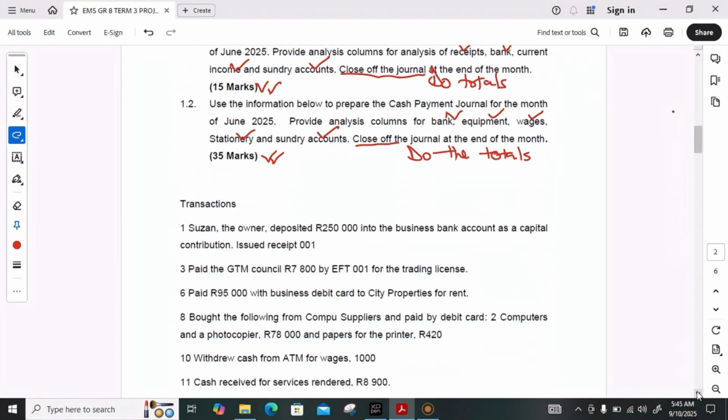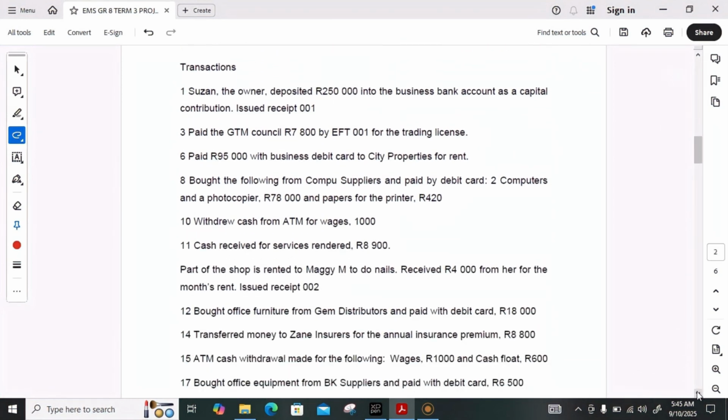Now, our transactions are mixed up. So before you record, the first activity is to try and split the two separate categories of transactions. You read through, work out your way to understand whether the transaction is for CRJ or CPJ. So you go through each and every transaction and do this.